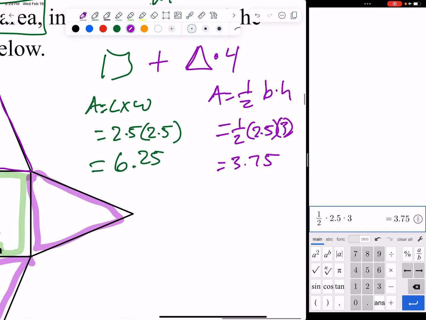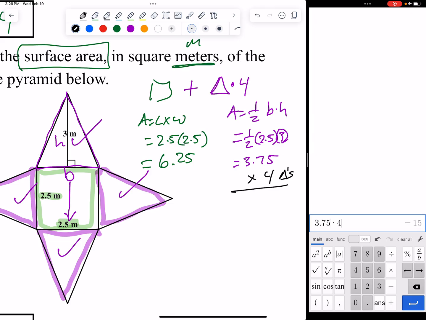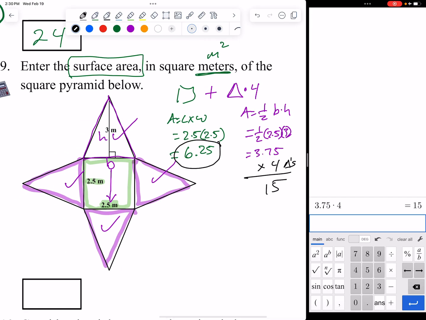But here's the kicker. I got 1, 2, 3, 4 triangles. So I'm going to multiply that 3.75 times 4 because I have 4 triangles. So there's my 3.75 times 4, and I get 15. So guess what I do with these two numbers? My square at the bottom, my 4 sides of triangles, I'm going to add those. So 15 plus 6.25, and I get a grand total of 21.25 square meters.